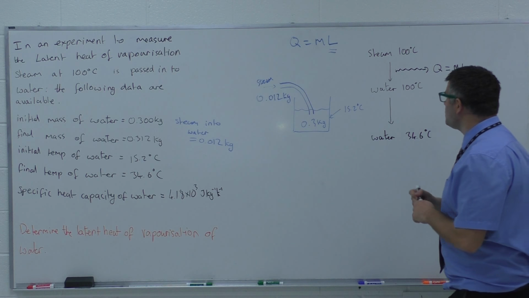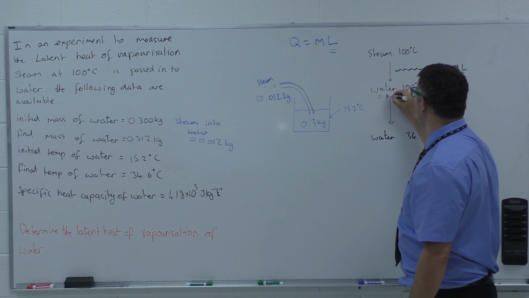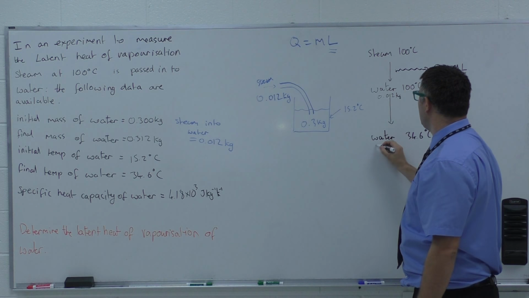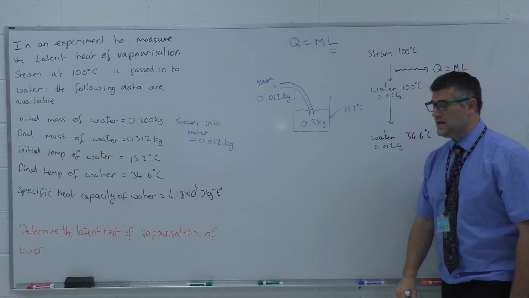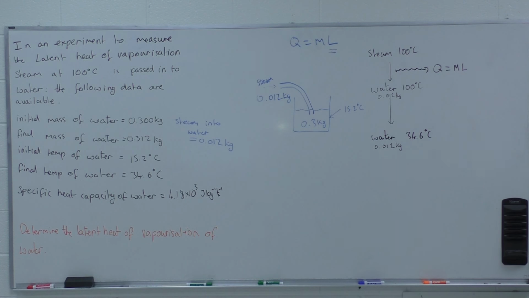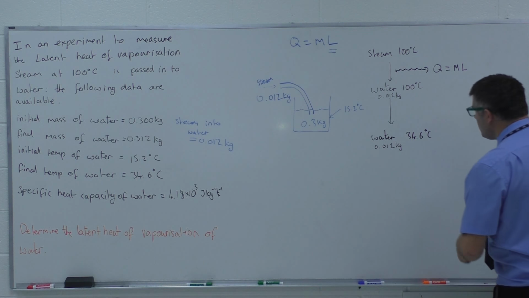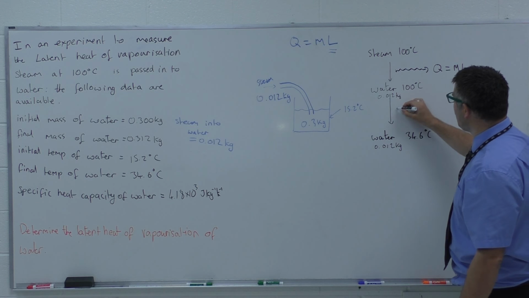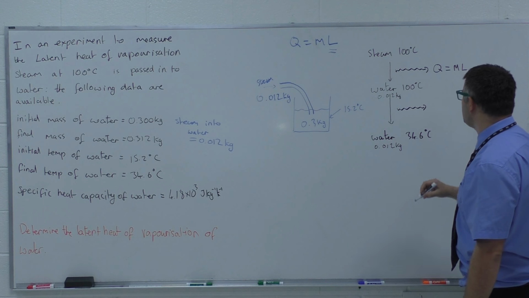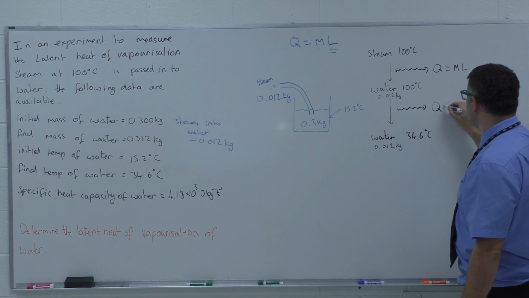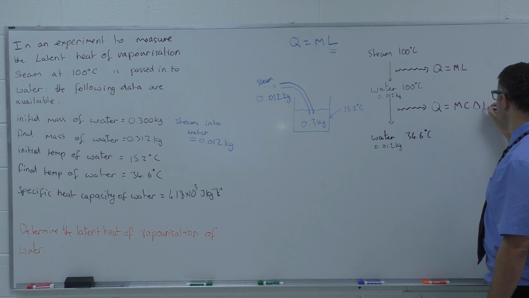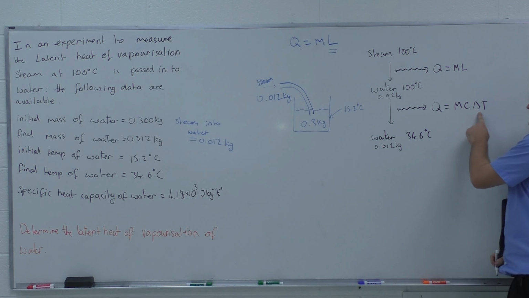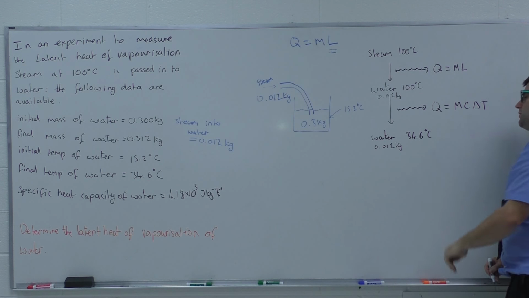Remember, this amount of water is the 0.012 kilograms. We'll deal with the 0.3 here in a second. And that is going to be another source of energy, because when it cools down, it's going to give off energy. So Q is equal to mcΔT. Some of you may know this as delta theta. It doesn't make any difference. It's just a change in temperature, the specific heat capacity equation.